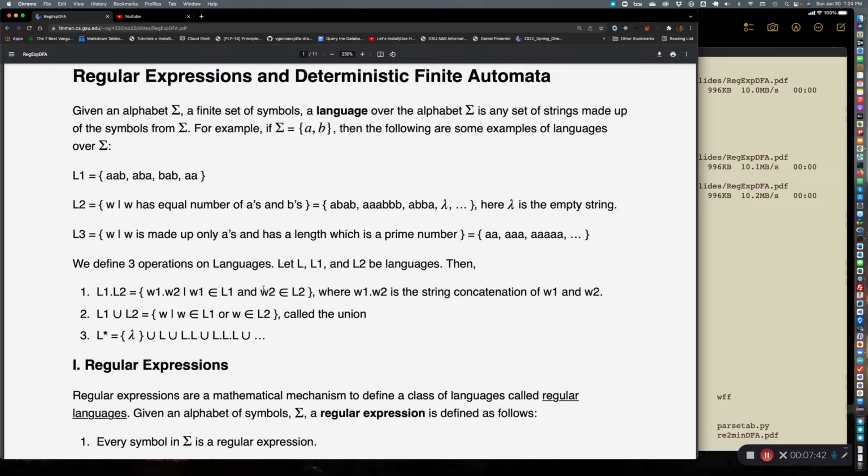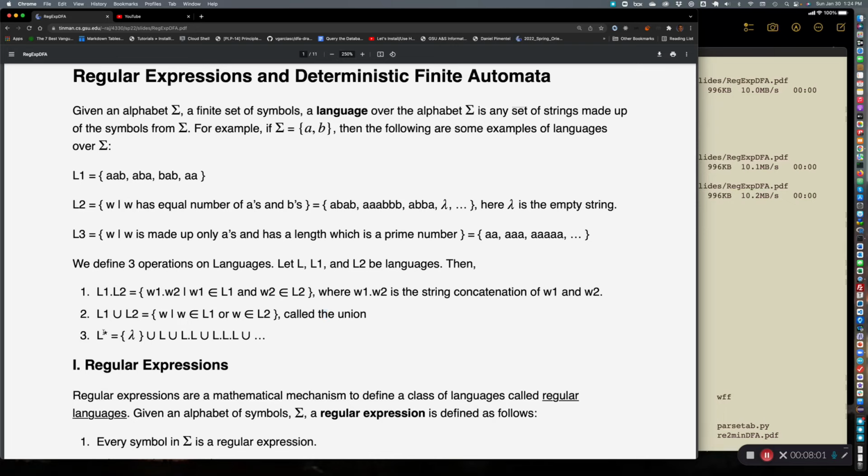The next one is the union, a pretty standard definition of union of sets. L1 union L2 is the standard set union: W such that W belongs to L1 or W belongs to L2. It's called the union. So union and product.